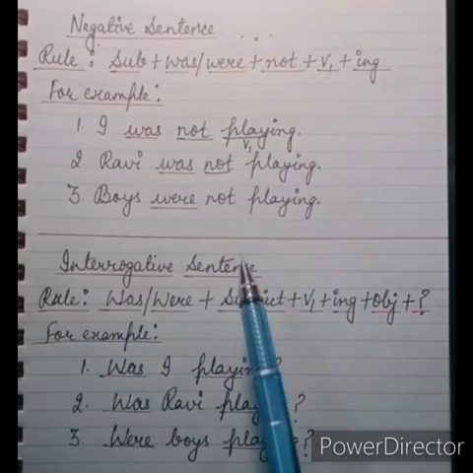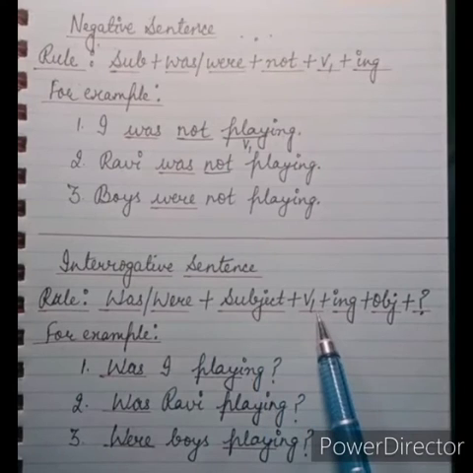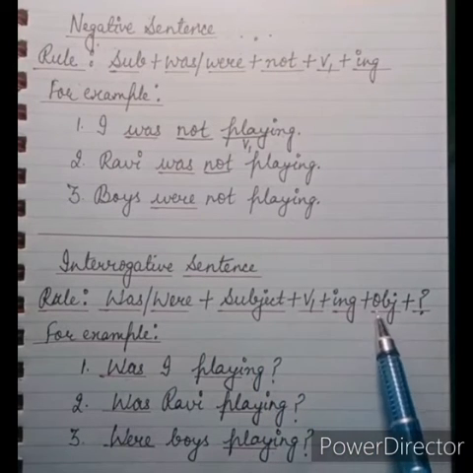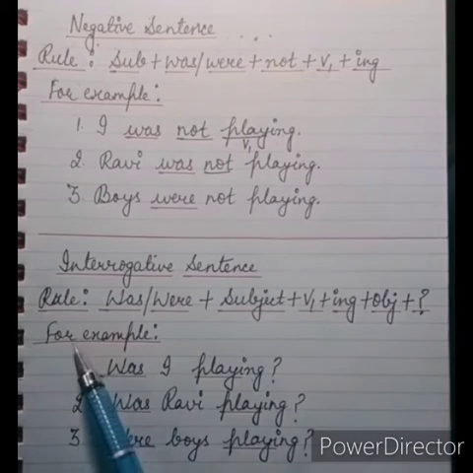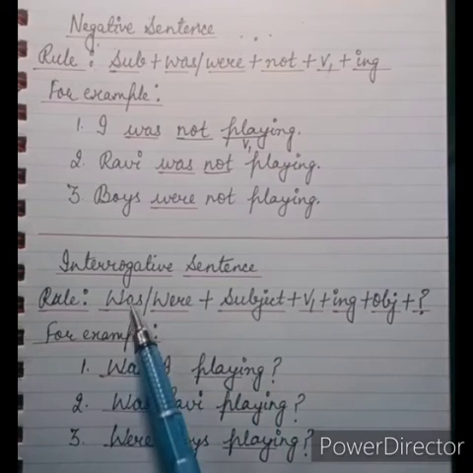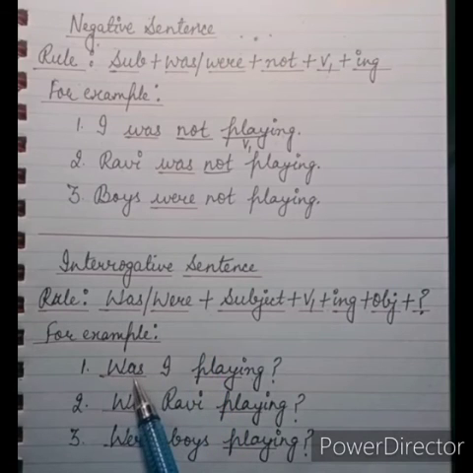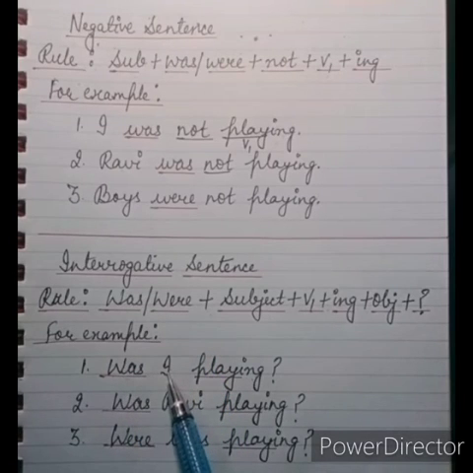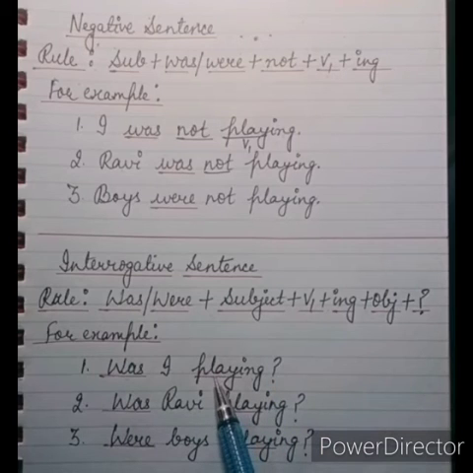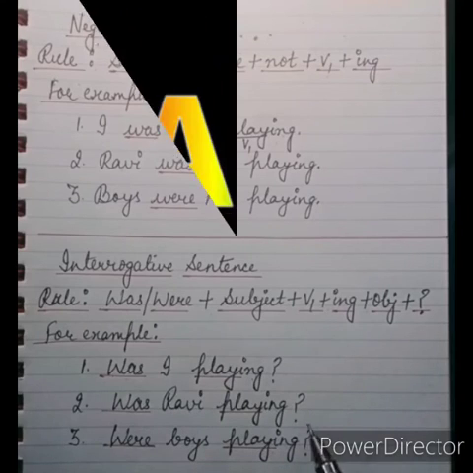For an interrogative sentence, the rule is was or were plus subject plus first form of the verb plus ing plus object plus a question mark. For example, was I playing? Keep this in mind, children. Interrogative sentence always starts with was or were. Therefore, it starts with was followed by subject I. And the first form of the verb is play plus ing and a question mark. Similarly, was Ravi playing? Question mark. Were boys playing? Question mark.